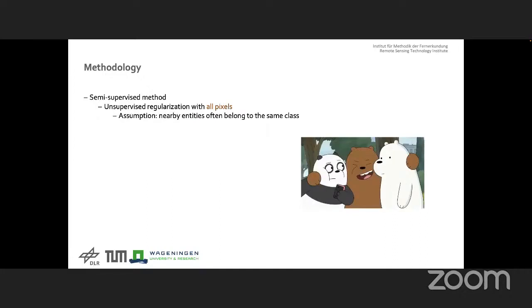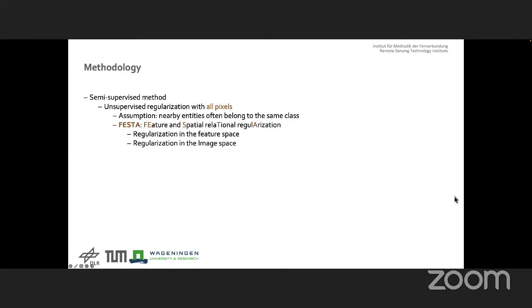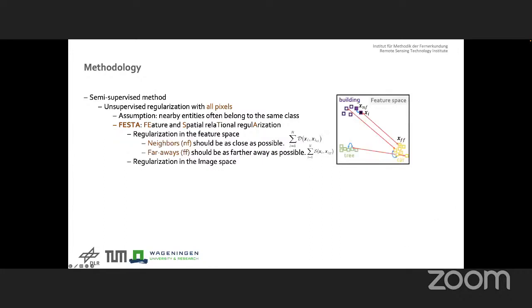More specifically, the proposed method is expected to learn to regularize the final prediction from all pixels. Here we assume that nearby entities often belong to the same class. This is our basic assumption. Now we propose to regularize the relations among pixels in both feature space and image space. Let me detail a little bit.